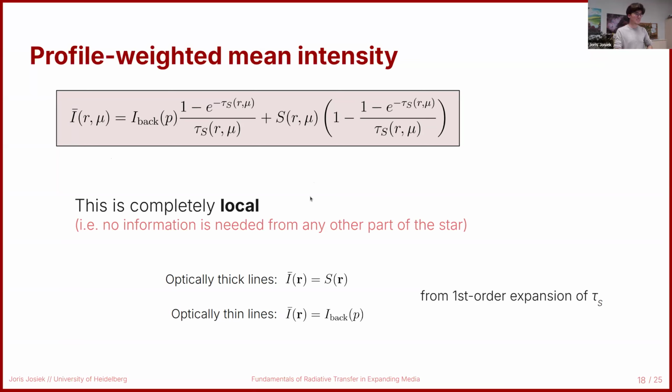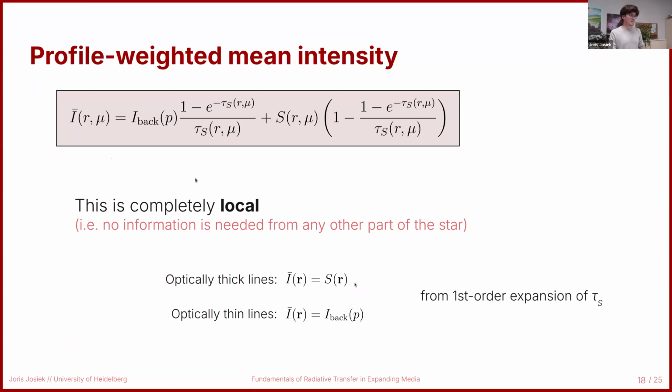We have a profile weighted mean intensity dependent only on position. Now you can relatively quickly perform an expansion. So some limiting cases: if the Sobolev optical depth tau s is very, very small or very, very large, you obtain these approximations, these limits.